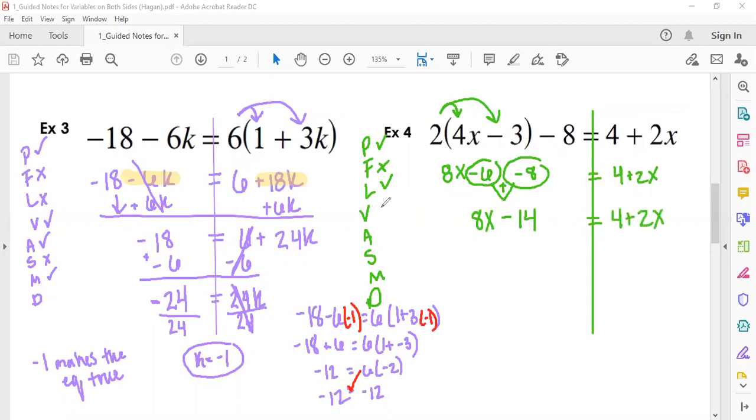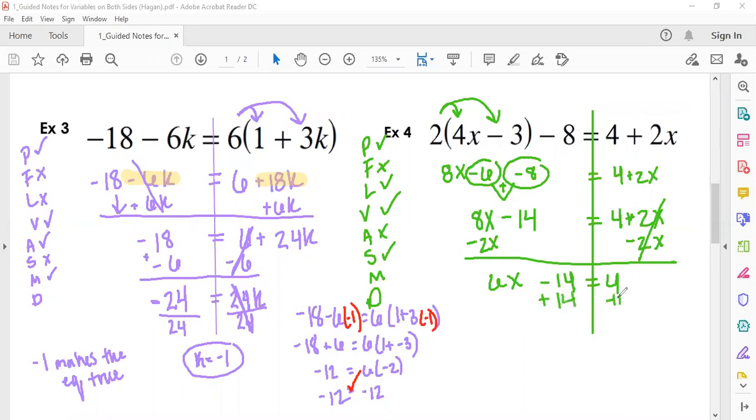All right, I do have variables on both sides. I have an 8x and a 2x. We're going to move the smaller one. So to move a positive 2x, I'm going to subtract it from both sides. Those cancel. I get 6x minus 14 equals 4. I don't have any addition to undo, but I do have subtraction to undo. So I have a minus 14, so I'm going to add 14 to each side. I get 6x equals 18.